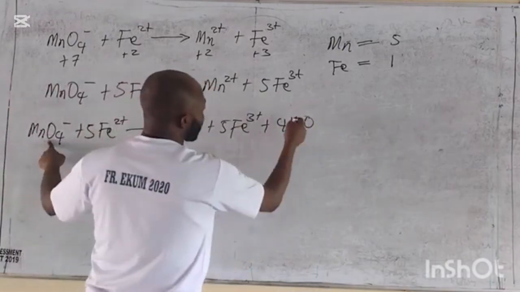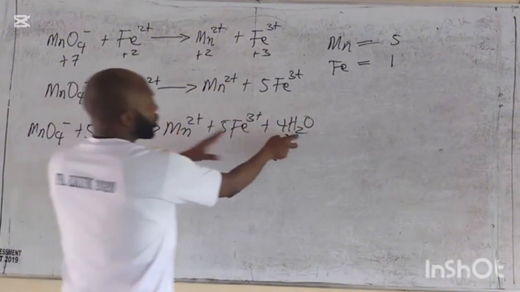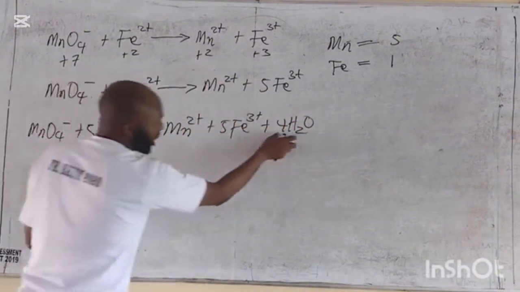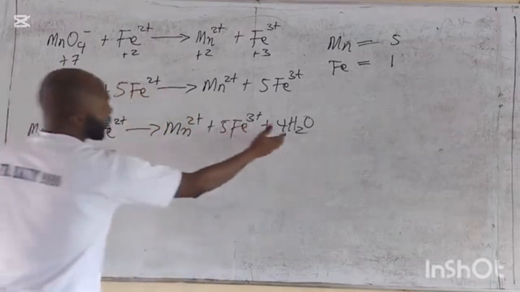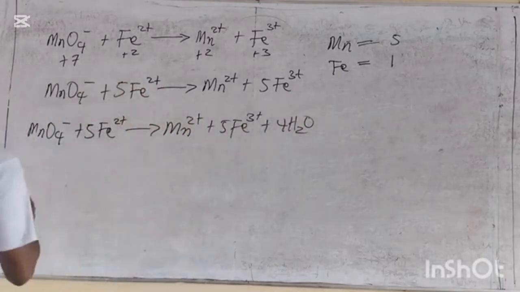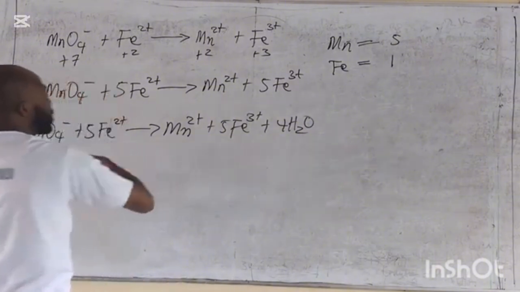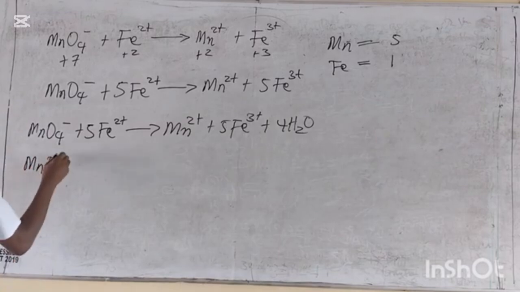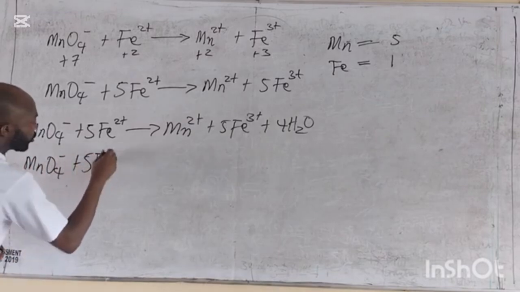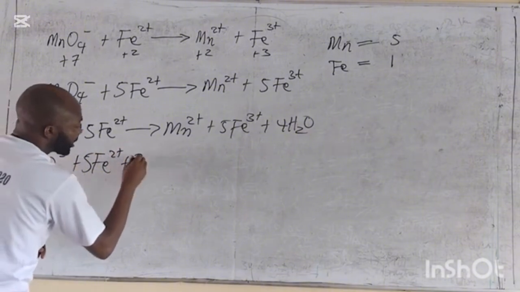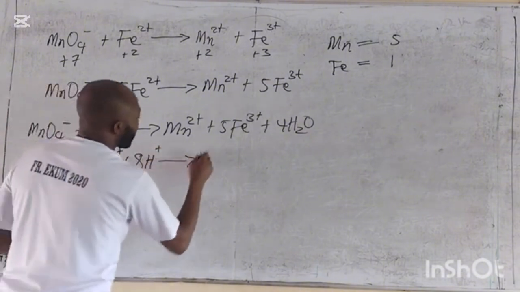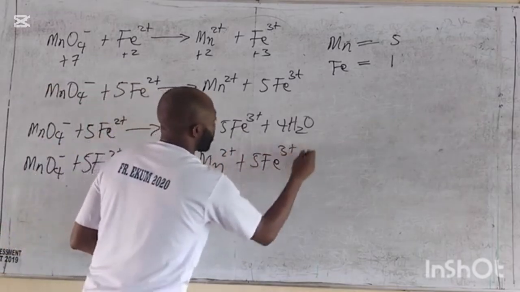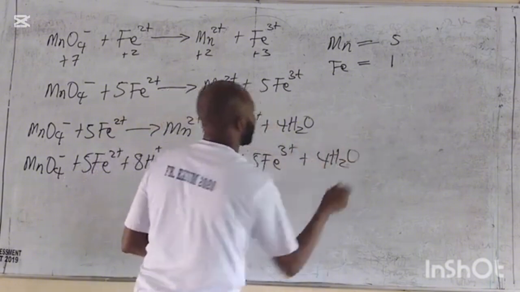But in the course of introducing our oxygen, we also introduce what? Hydrogen. So we have to balance hydrogen on the left hand side of the equation. We have 4 moles of water, so hydrogen is 8. So now I will add 8 hydrogen ions on the left hand side. So I have MnO4 minus plus 5 Fe2+ plus 8 H+. This will give us Mn2+ plus 5 Fe3+ plus 4 H2O.